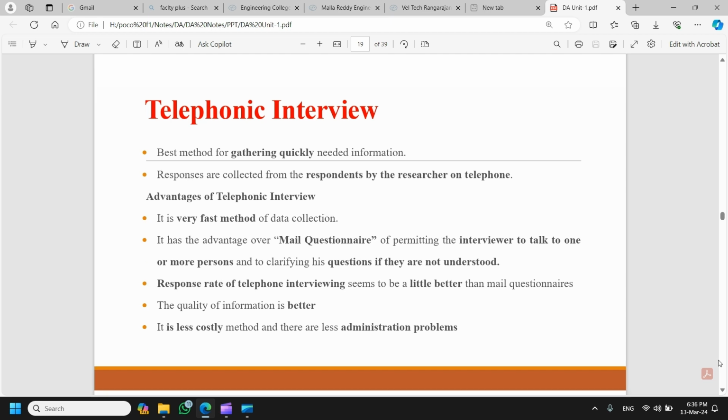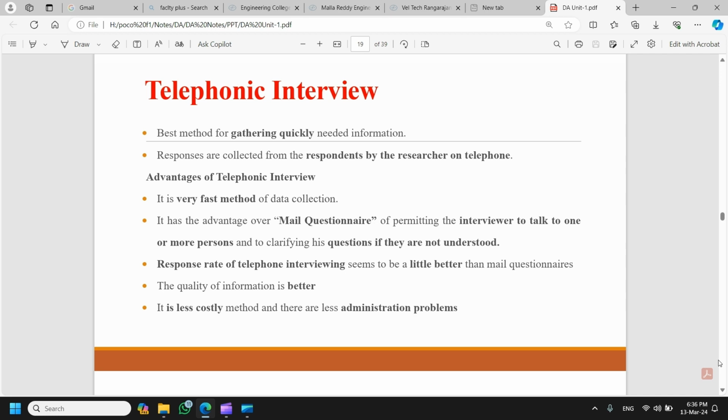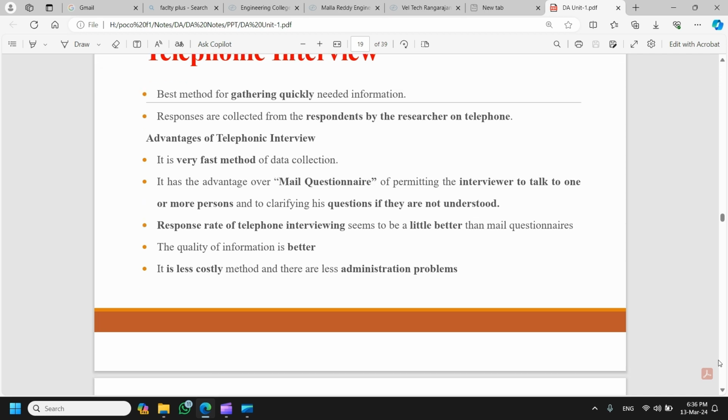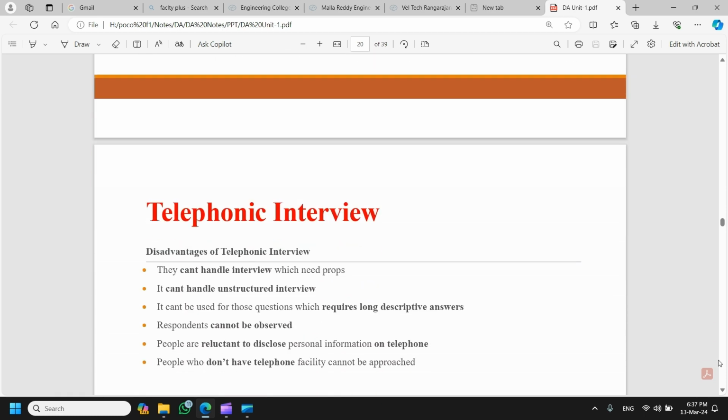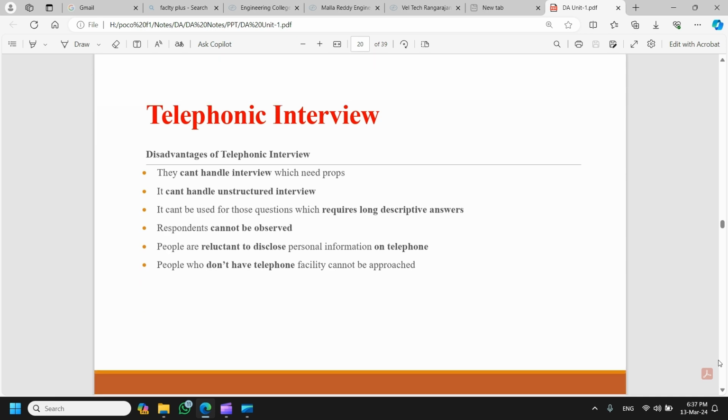When there is a question, it is processed by the interviewer to one or more persons, and the question is clarified if it is not understood. The response rate of the telephone interview is a little better than mail questionnaires. The quality of information is better, it is a less costly method, and there are fewer administrative problems.